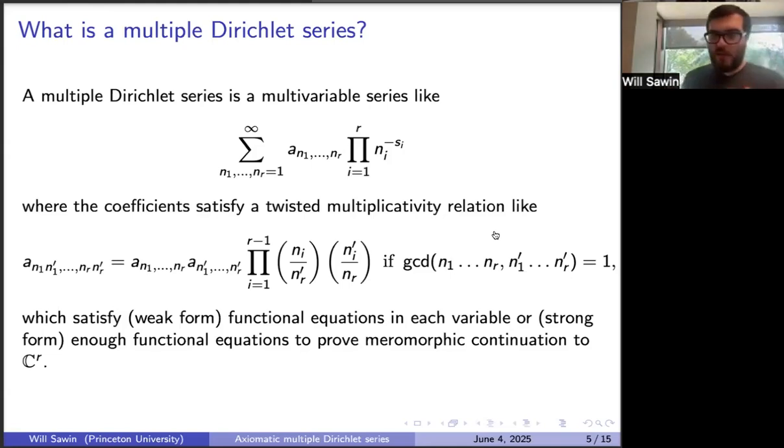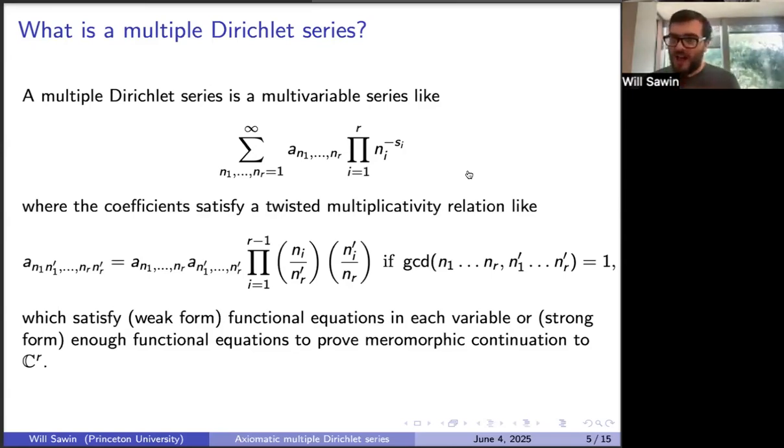Classically, what people require is that these series should satisfy functional equations. You can phrase this in two different ways. A minimum thing that I could request is that for each of the variables si, there exists some functional equation that flips that variable. It sends it to one minus itself, or maybe two minus itself. And the strongest thing I request is that I have enough functional equations that I could prove meromorphic continuation to the whole complex space C^r.